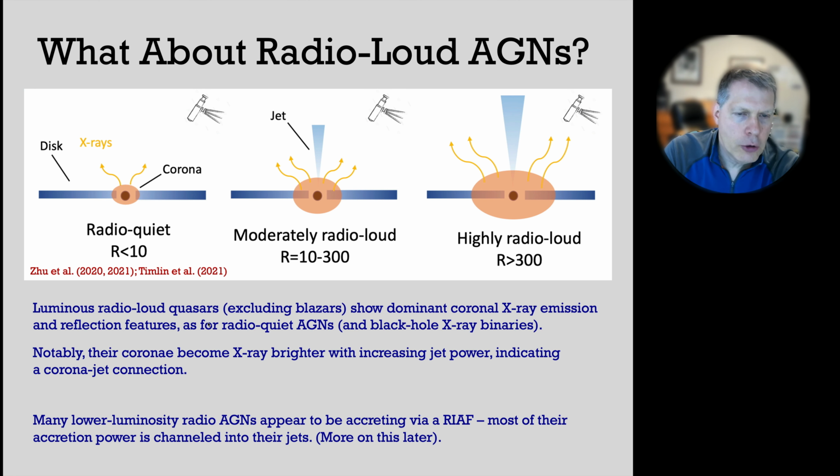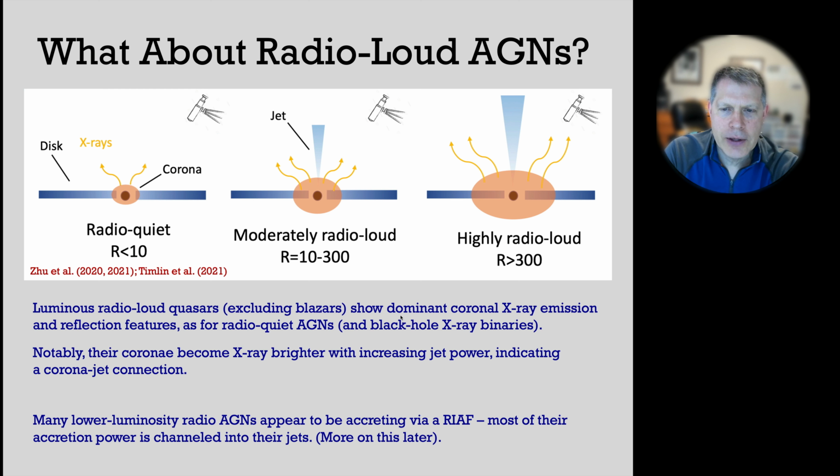And the current thinking, the best results that I'm aware of, indicate that for most radio loud quasars, so these are luminous radio loud active galaxies, leaving aside again the blazars, most of these appear to show dominant coronal X-ray emission as well as reflection features, similar to what is seen for radio quiet AGNs, and also connecting rather well with what is seen for black hole X-ray binaries that launch jets.